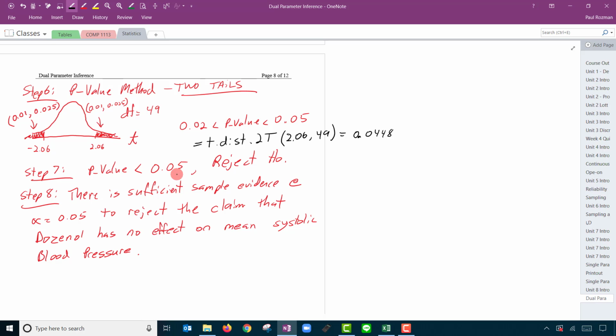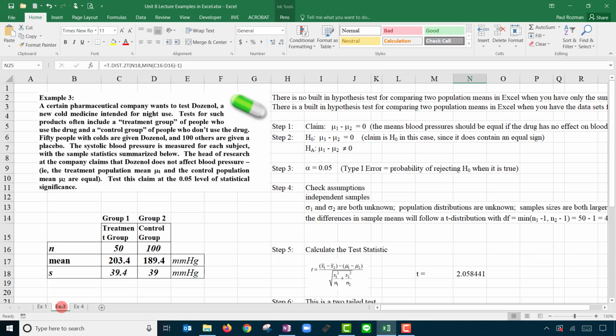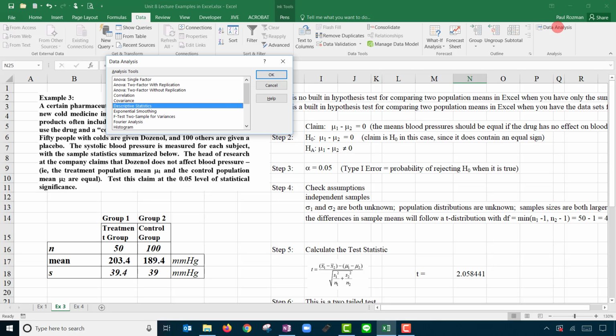I did this in Excel as well, so you can take a peek at this example. Again, I followed through the exact steps. I wish Excel had a built-in hypothesis test where you could just give it the data and it would give you the p-value. And it actually does if you have the data itself, like the raw scores. Like if I had the 50 values of group 1 and 100 values of group 2, then you can just enter that data and go to your data and then data analysis tool. We did descriptive statistics that way.